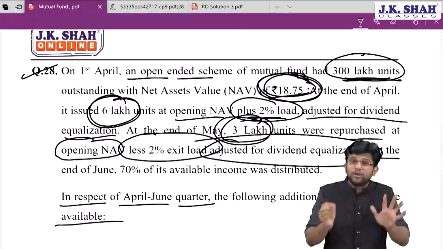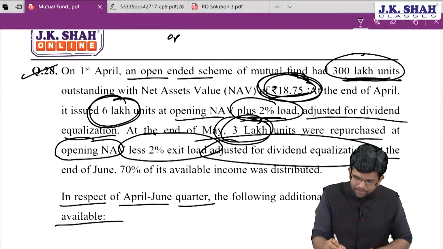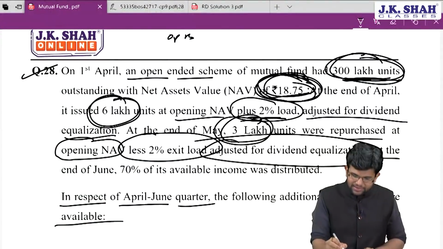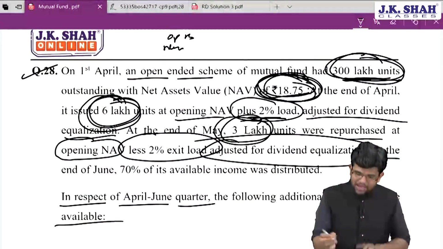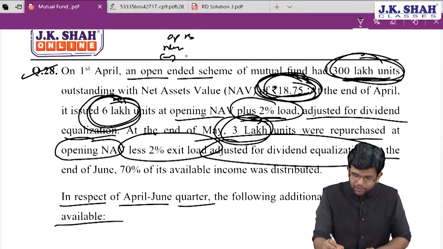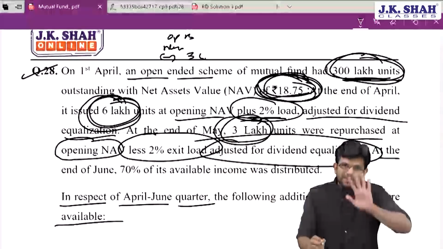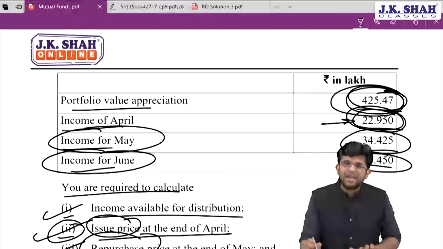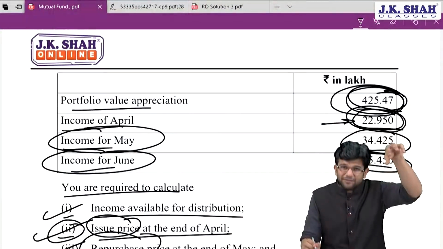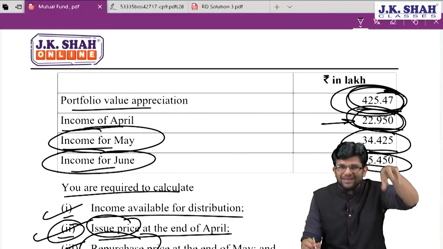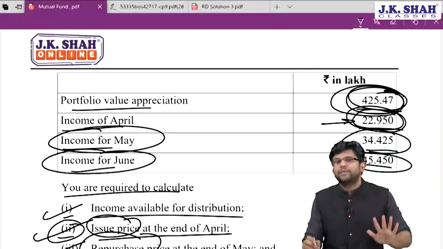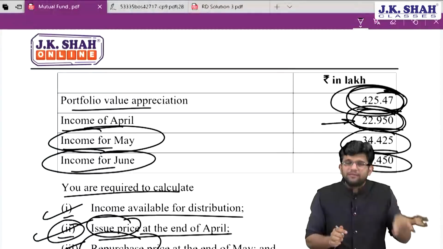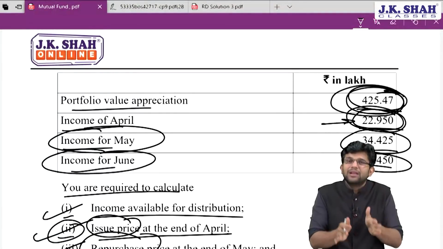So basically what all is happening, children? There is an opening balance of 300 lakh into 18.75, correct? Apart from that, there is a new issue of 6 lakh. Apart from that, there is a subtraction, reduction of repurchase of 3 lakh units that will get reduced. Apart from that, there is an appreciation of 425.47 lakh in your portfolio. Apart from that, there is a final net income that is available at the end after the distribution of 70%. Everybody clear? Students will take everything into consideration and then divide by the final units available. We will get the final closing NAV.